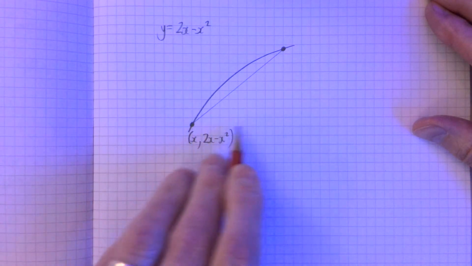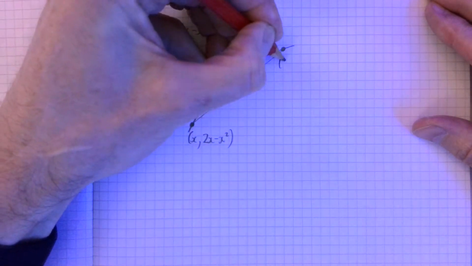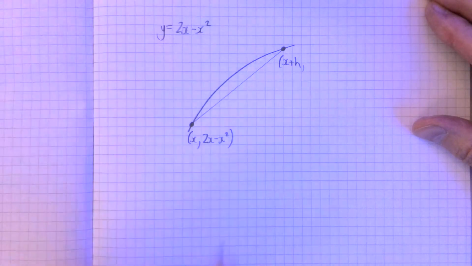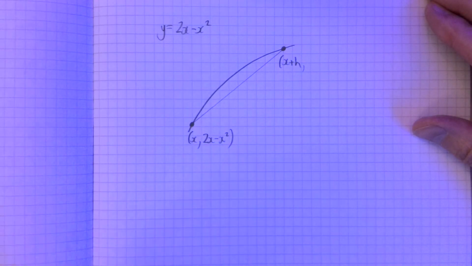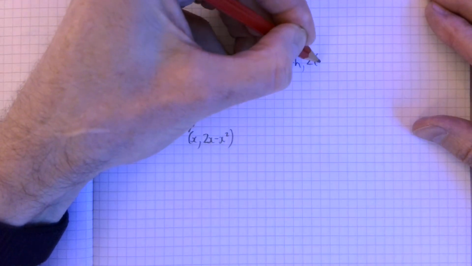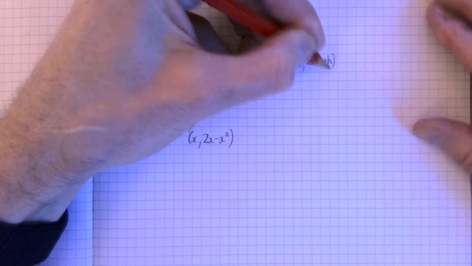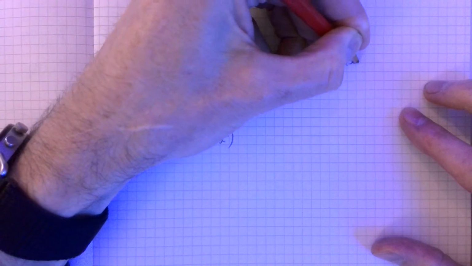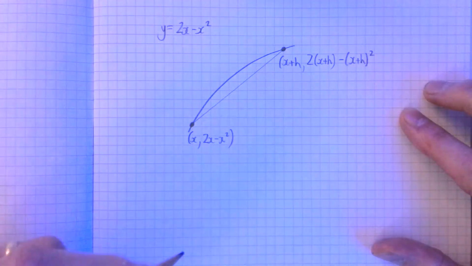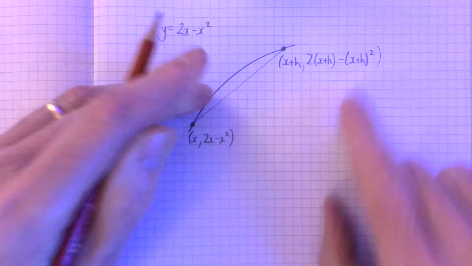And then we say, let's just move a little bit along in the x direction. So let's call that x plus h. So the y value, well, it's this, but instead of x, it's going to be x plus h. So it's 2 lots of x plus h minus x plus h squared. So I'm just going to sort out that bit.